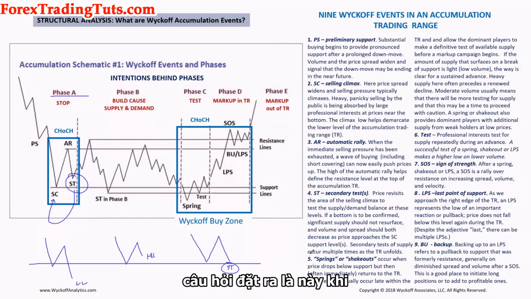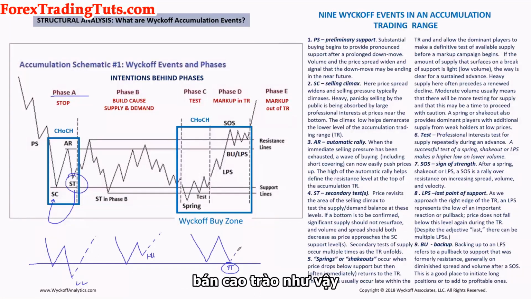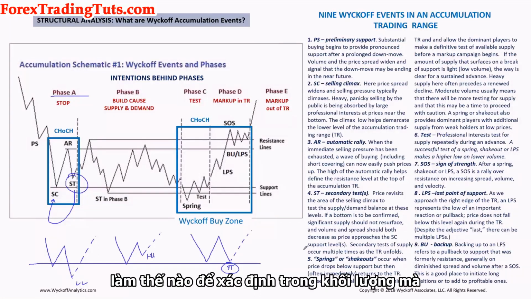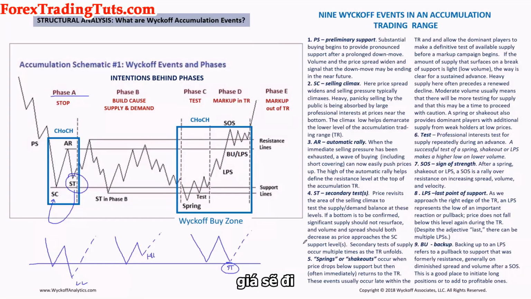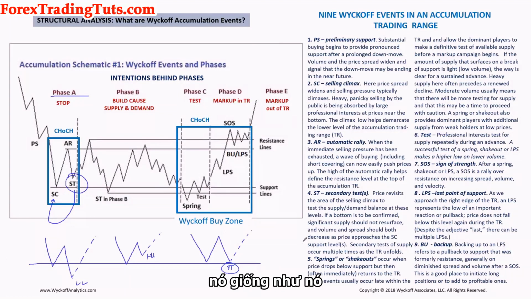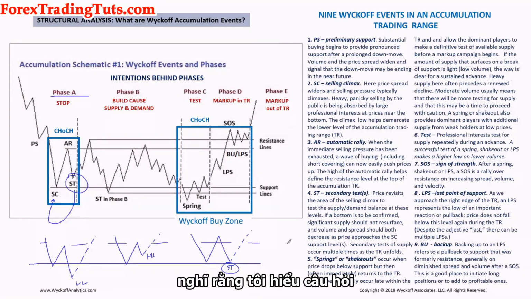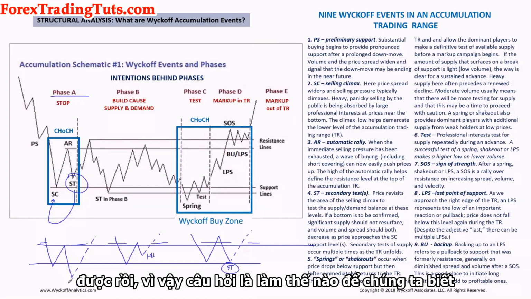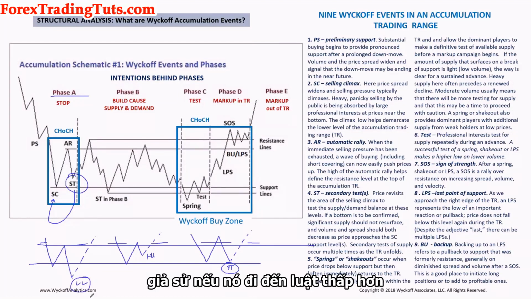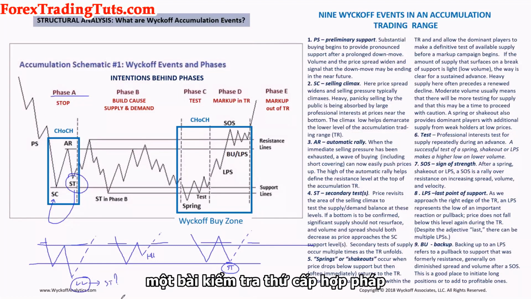Well, the question is when the secondary test goes below the selling climax, how do we identify in the volume that the price will go up again into the trading range? Okay, I got it. I think I understand the question. So the question is, how do we know, let's say if it goes to a lower low, that this is a legitimate secondary test?